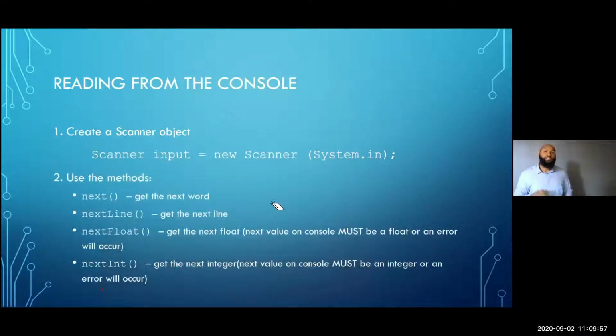There are various methods you can use with the Scanner object. You can use the next method, which gets the next word, whether it's a letter, a whole word, or a number. It gets whatever sequence of characters is next, separated by spaces. nextLine gets the entire next line, and then it moves down to the next one. nextFloat and nextInt get the next float or integer respectively. A float is any number with a decimal. An integer is any whole number. It doesn't have a decimal, right?